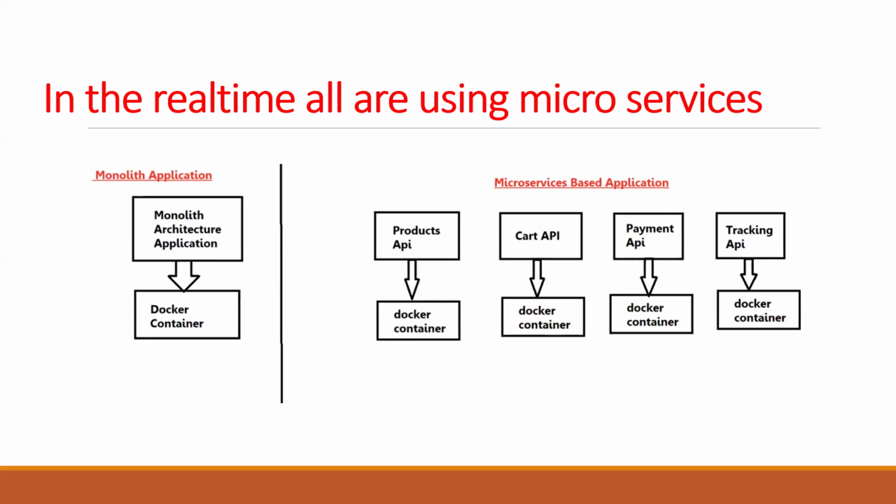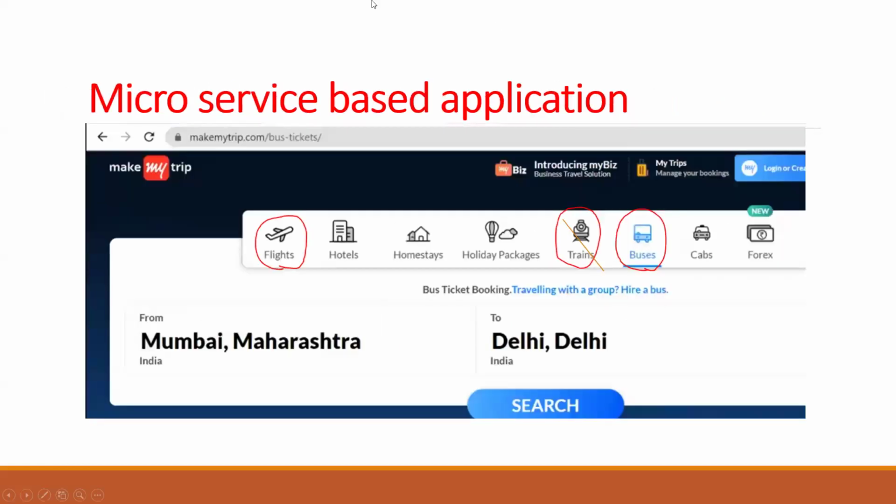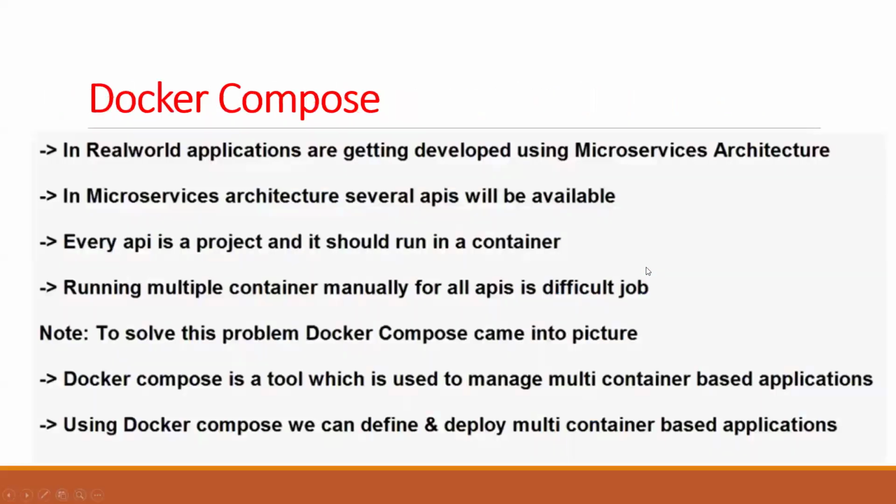For example, e-commerce. Once we select the product on the site, we can add it to the cart. Once you add to the cart, then payment. Once the payment is done, you can track your order. So every microservice has its own container. This is the microservice based application: flights, trains, buses.